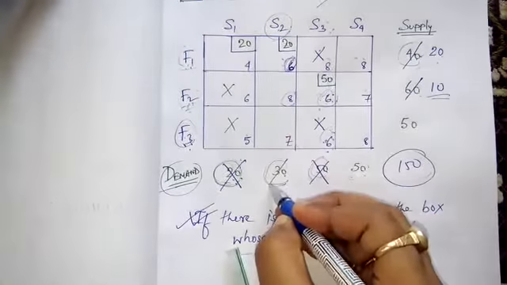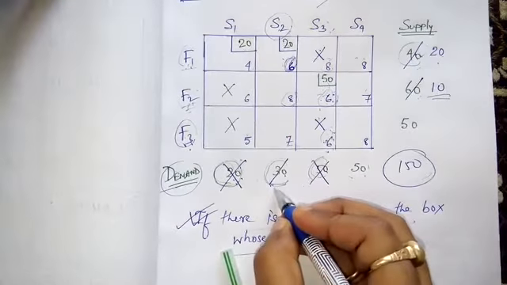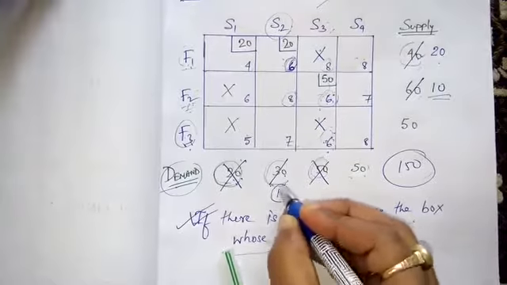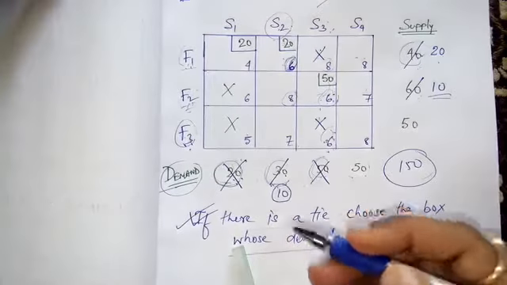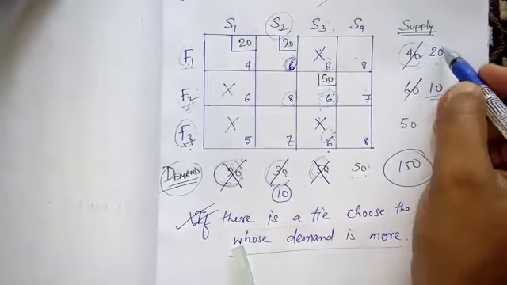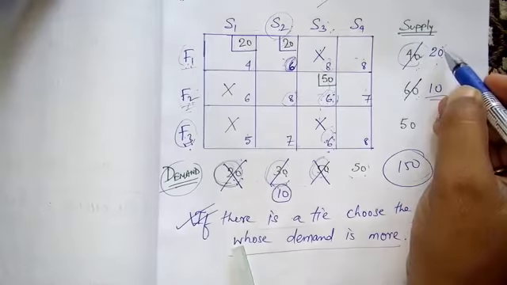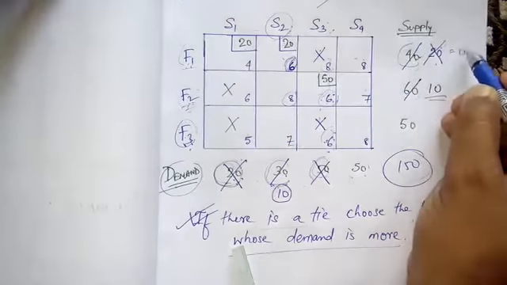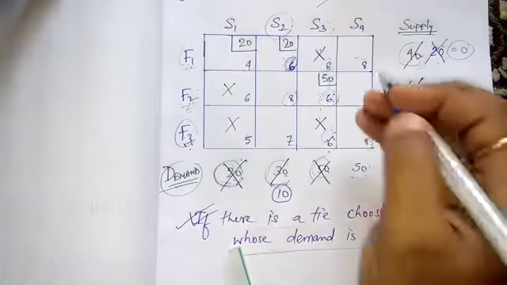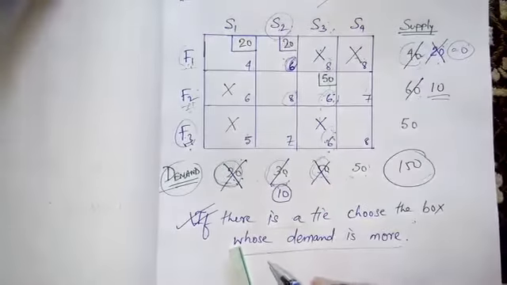Okay, so what is the demand left? 10. Store number 2 requires 10 more goods. But what is the supply left of factory 1? 0. Factory 1 does not have any goods. So automatically this box cancels out.